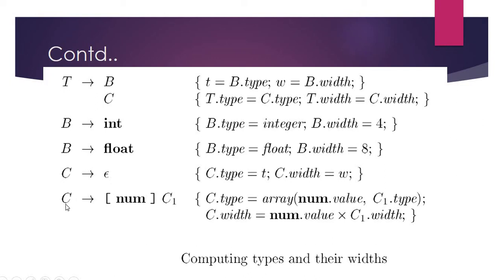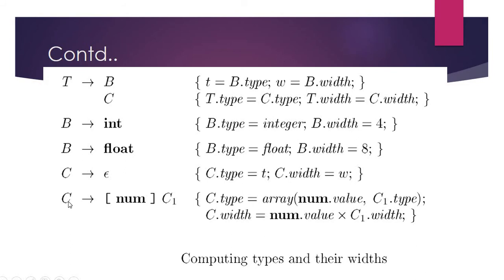That will be the data type of the parent here. So C.type is array of what is the dimension, that is, what is the maximum size of the array, this dimension for whatever we have mentioned here. So number.value comma C1.type. C1.type we have identified in the first rule, so that will be passed here, so that the child's data type will be used to identify the parent's data type.